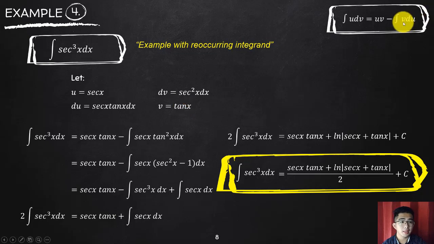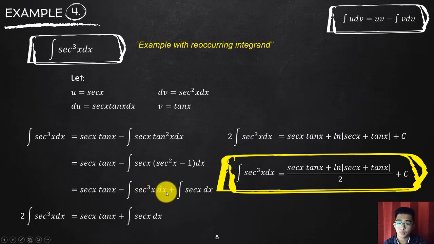If we follow the formula, that is u times v, so secant x tangent x, minus the integral of v du. That is tangent x multiplied by secant x tangent x dx. So secant x times tangent x times tangent x, so tangent squared x dx. Now if you remember the identity for tangent squared x, that is secant squared x minus 1. So substituting, we get another term here, that is negative integral of secant cubed x dx.